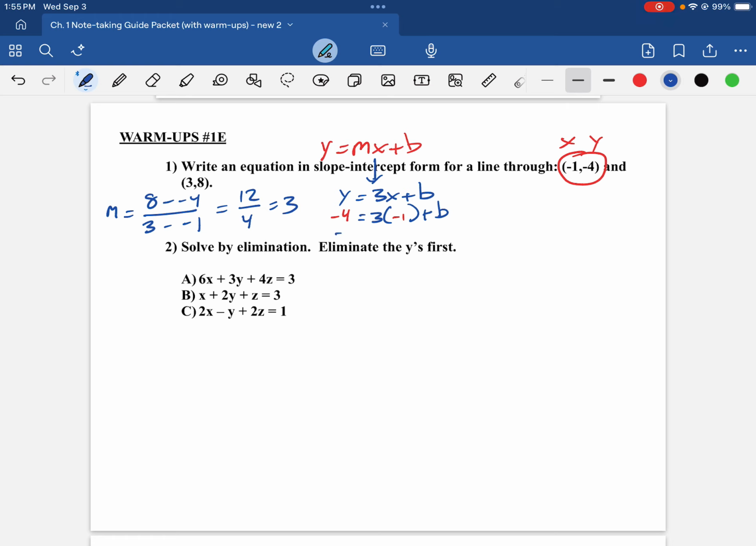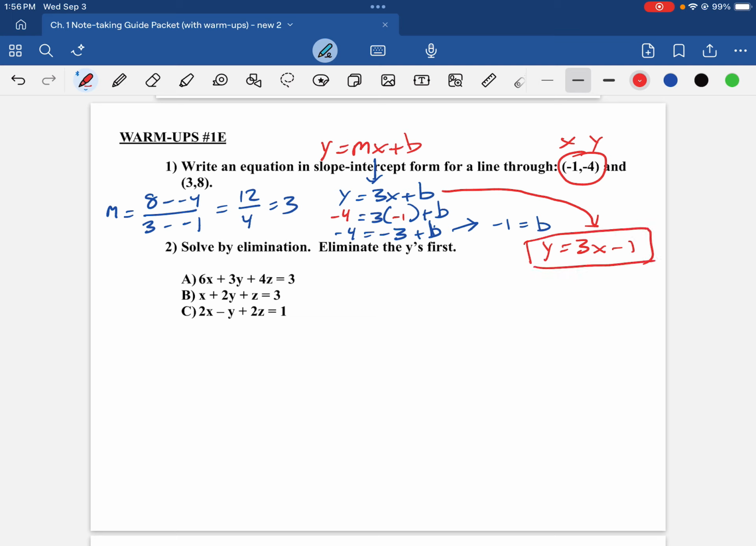Okay, so negative 4 equals negative 3 plus b. I'm running out of space here, but next thing I do is add 3 to both sides, so I get negative 1 for b. All right, and then if I go back up here, I can write my final answer as y equals 3x plus or minus something. Now I know that something is negative 1, so y equals 3x minus 1 is my answer.